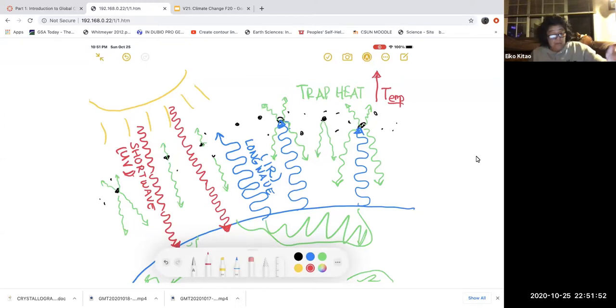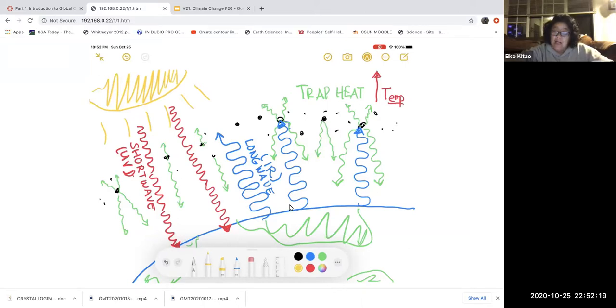And so once again, just to reiterate, the solar radiation comes from the sun, right? In short wave or ultraviolet radiation, and it comes down and hits the surface of the Earth. Then the surface of the Earth absorbs that energy and re-emits it back out into long wave or infrared radiation. You can see that right there.